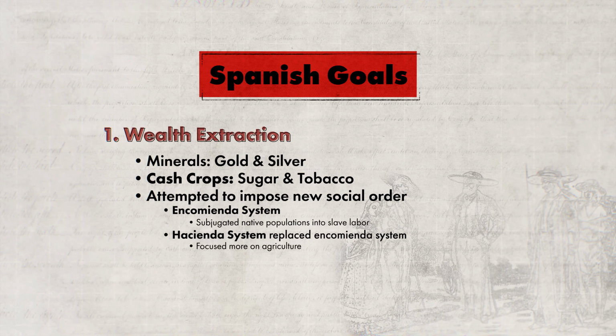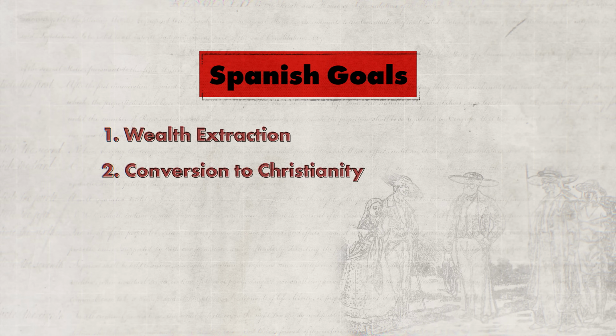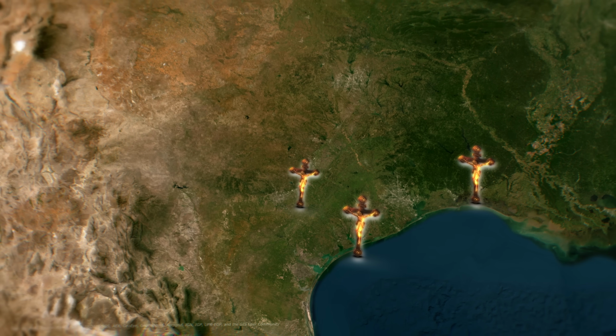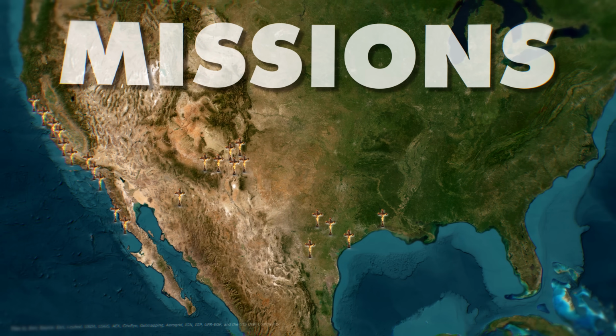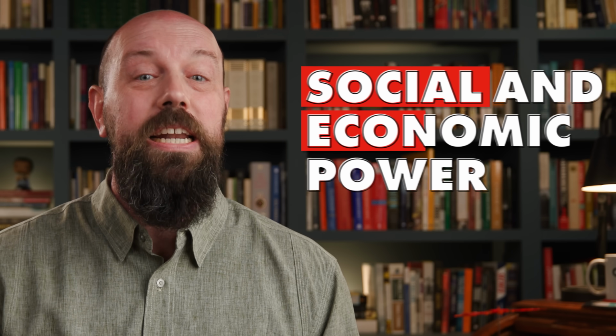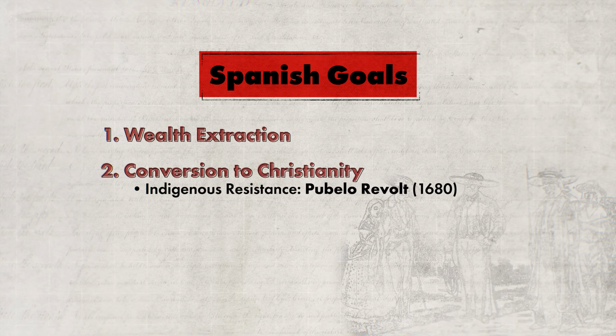Okay, second, the Spanish were very excited to try to convert indigenous Americans to Christianity. To that end, they established missions throughout their American empire, which organized settlements into towns with Catholic churches at the center. And these missions were a key ingredient in the Spanish maintaining social and economic power over indigenous people. Now, this effort was met with grudging tolerance among some indigenous peoples, but others violently resisted it. And here's where I introduce you to the Pueblo Revolt of 1680.